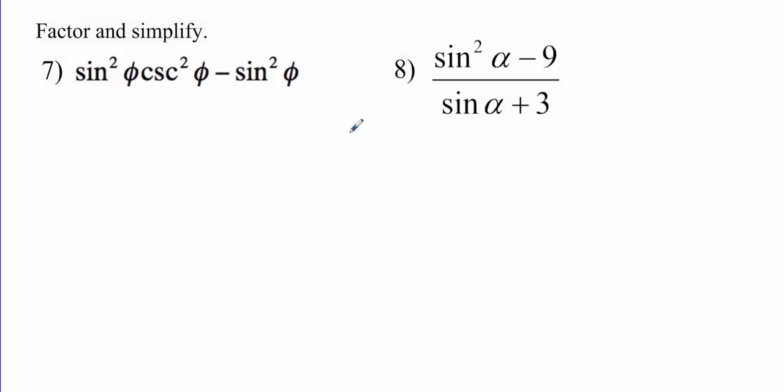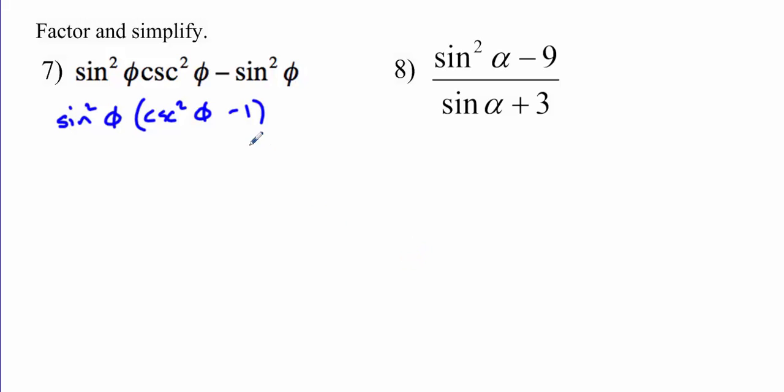This time the instructions say to factor and simplify. So let's do that. And I notice on number 7 that I can factor out a sine squared, and this is phi, by the way, and some of you may call it phi. It's one of those Greek letters. This one can be pronounced either way correctly. So sine squared theta times cosecant squared theta minus 1.